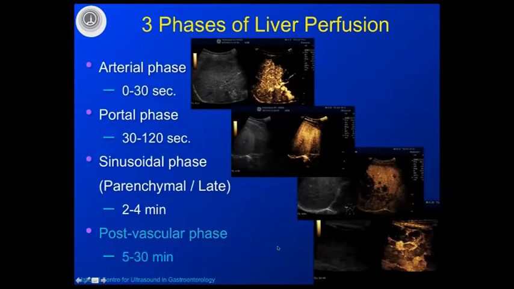And as Christoph also told you, we have three important phases of liver perfusion, actually now also a fourth that I will show you. We have the arterial phase for the first 30 seconds, we have the portal phase for the next minute, and then we have the sinusoidal phase, parenchymal phase or late phase, approximately from 2 to 4 minutes using SonoVue. However, if you use another agent on the market, Sonazoid, you also have a postvascular phase lasting up to half an hour, where you can actually visualize also how the contrast agent is taken up by the Kupffer cells.